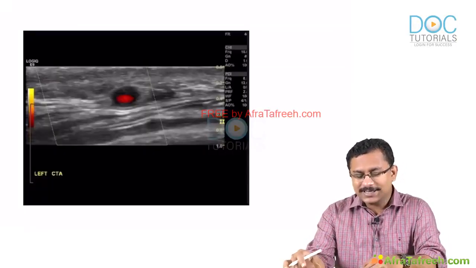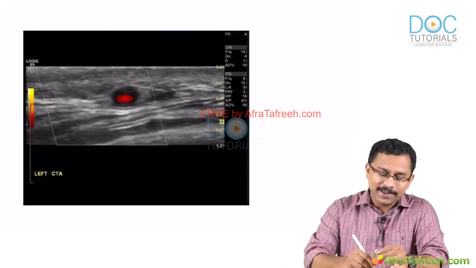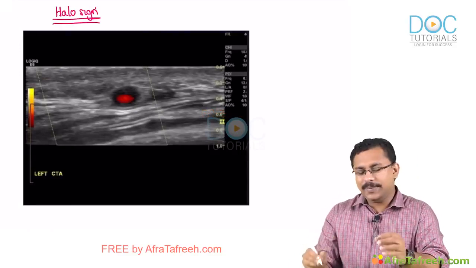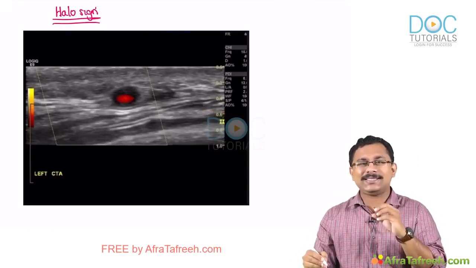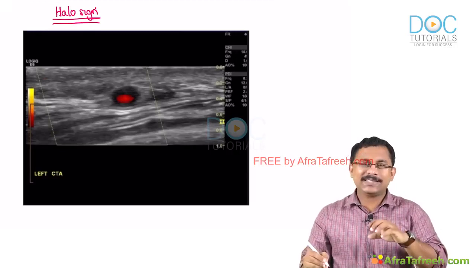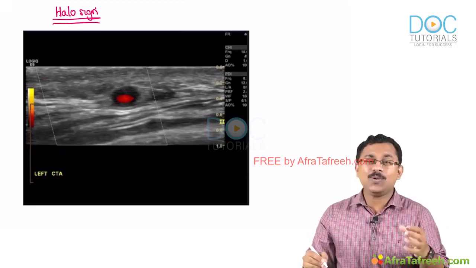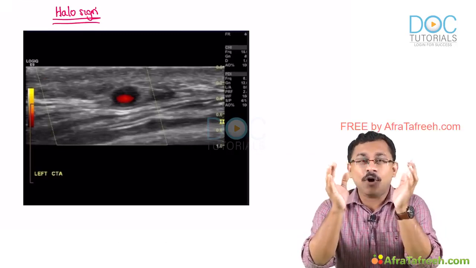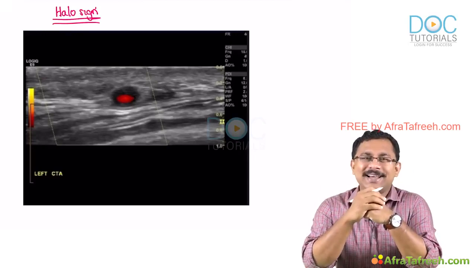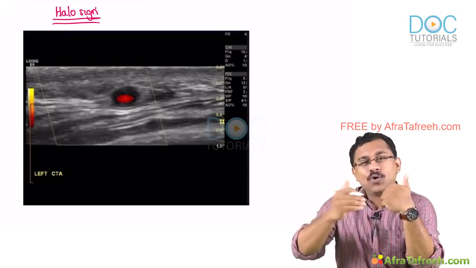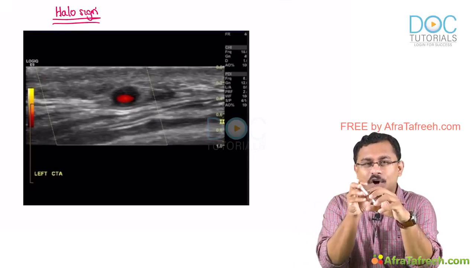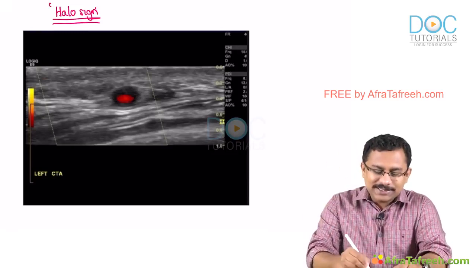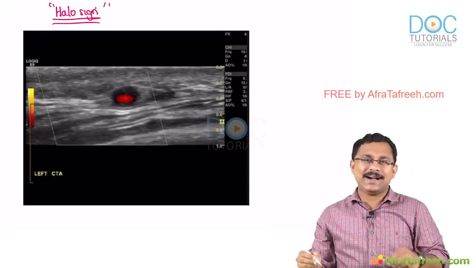And any guesses on what this is? This is a duplex ultrasound finding, which is referred to as the halo sign. What does it mean? If you look at the center, you can see the redness, correct? And can you appreciate that there is a region of halo around the red region, where the blood is actually flowing? Because there is so much wall thickening in giant cell arteritis, there is an appearance of a halo around the actual lumen, which is compromised and through which the blood is flowing. So this is the halo sign in giant cell arteritis.